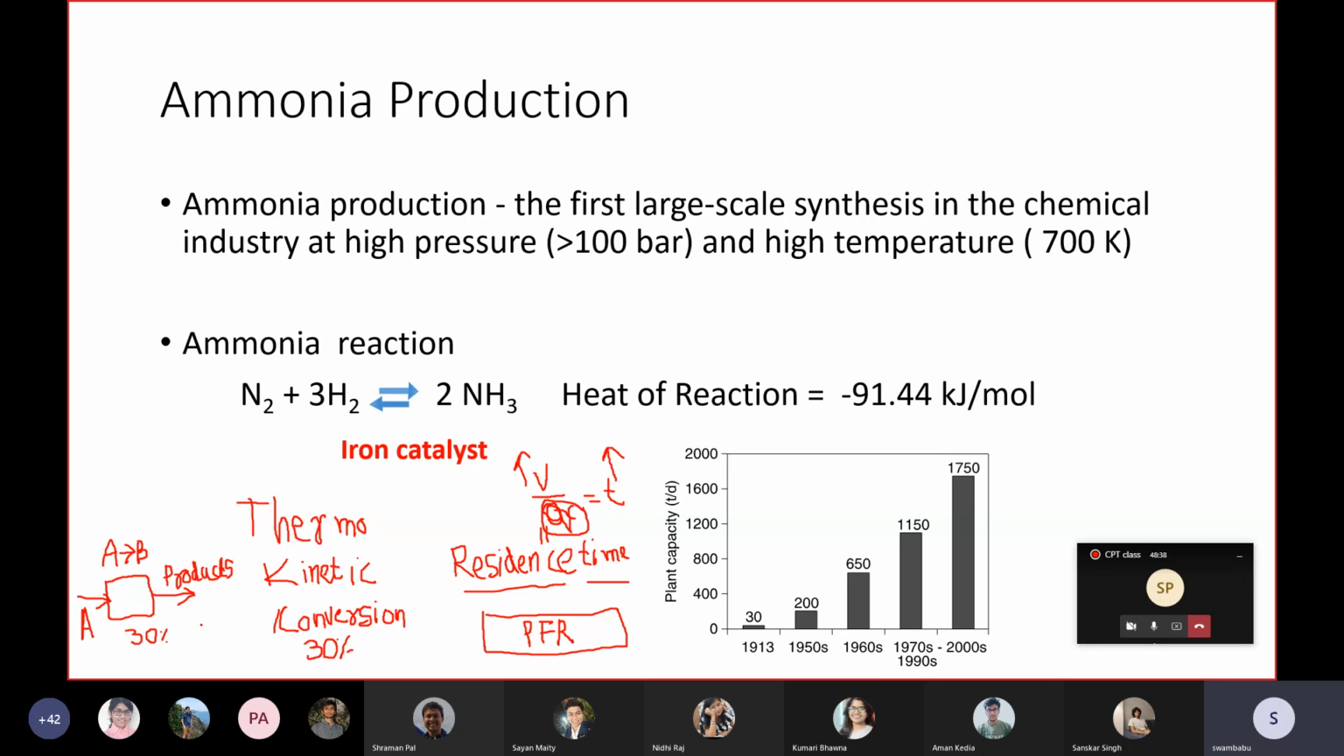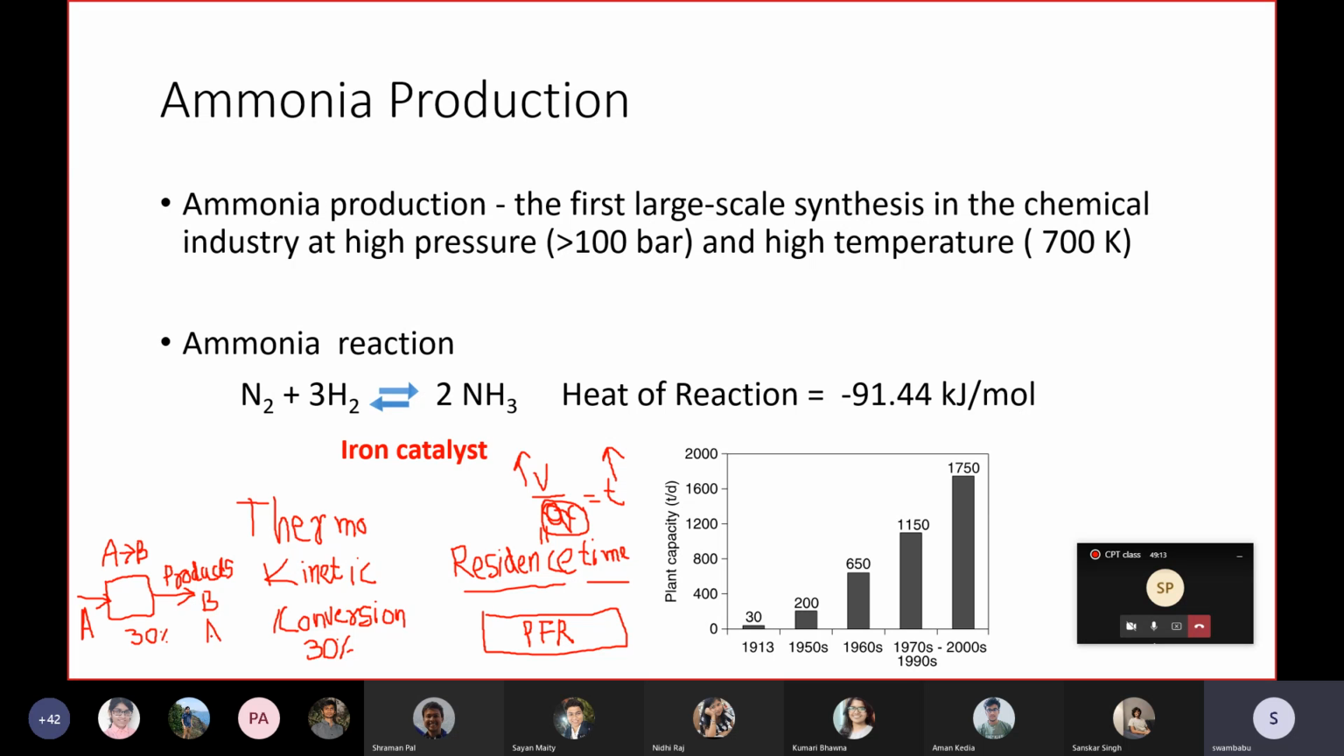Any guess? Maybe I'm asking very silly questions. So A and B we get. If it is 100% conversion, we get only B, so we don't need any additional unit operations after that because we get pure B. But in reality, we'll never get 100% conversion. So if it's 30% conversion, we have A and B.